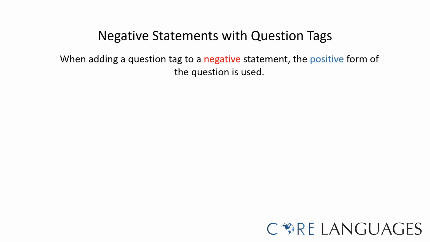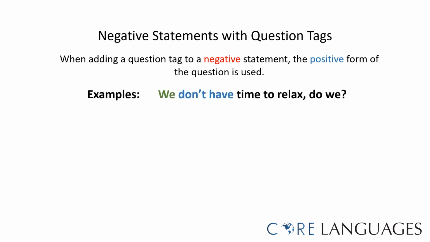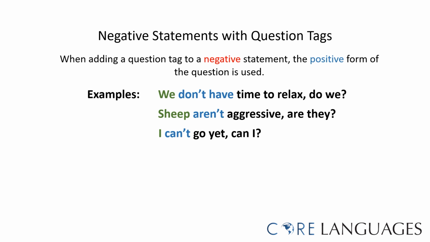When we make a negative statement and want to confirm whether it is true or correct, we use the positive form of the verb or the question. For example, we don't have time to relax, do we? We don't have time is the negative statement, but it is followed by the positive question, do we? Sheep aren't aggressive, are they? I can't go yet, can I?